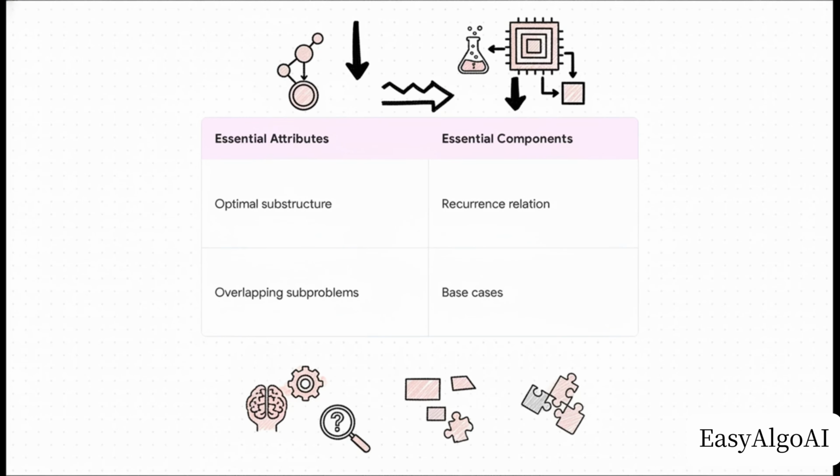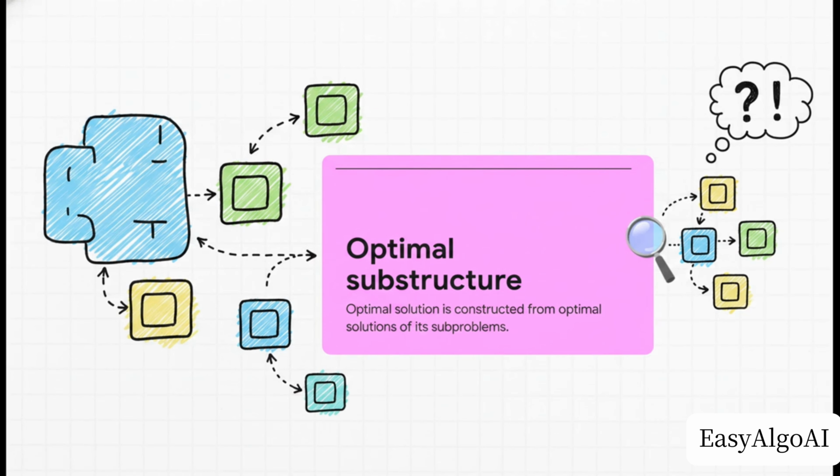DP isn't magic. It's a methodology, and it is completely rooted in 4 specific academic terms that you really need to lock down. We can mentally organize these into 2 buckets. First are the essential attributes, meaning the characteristics a problem absolutely must have to be a DP candidate. That's your optimal substructure and overlapping subproblems. Then you have the essential components, the actual ingredients you have to write into your code. Those are the recurrence relation and the base cases. Let's walk through exactly what these mean. First up is optimal substructure.